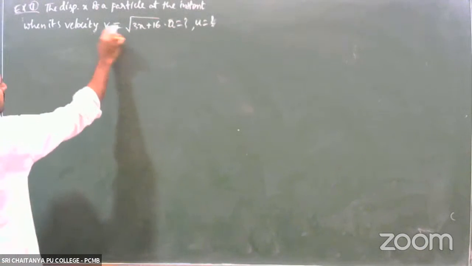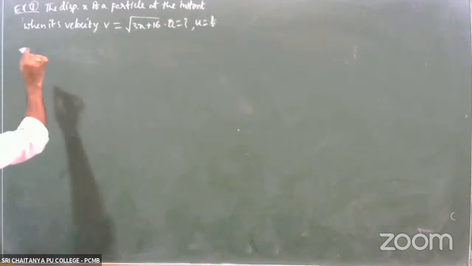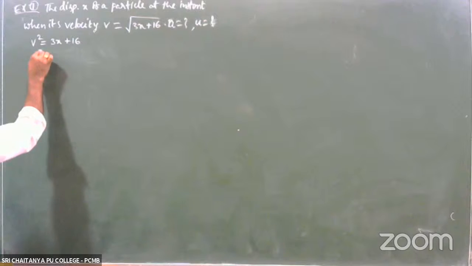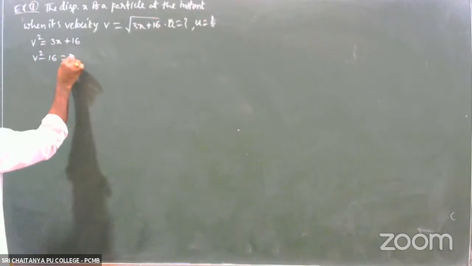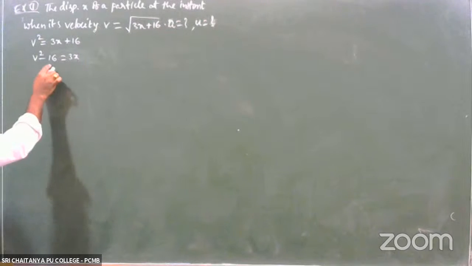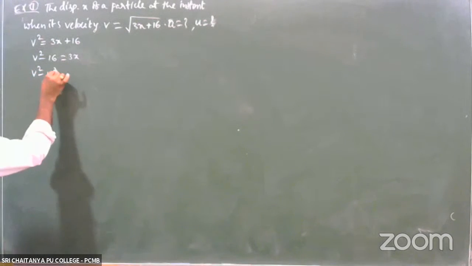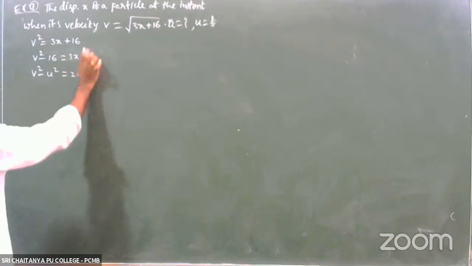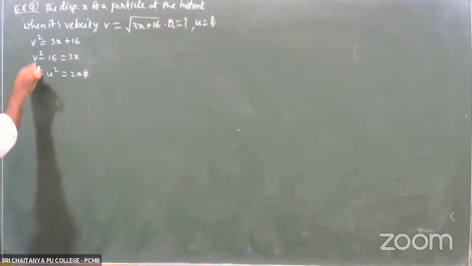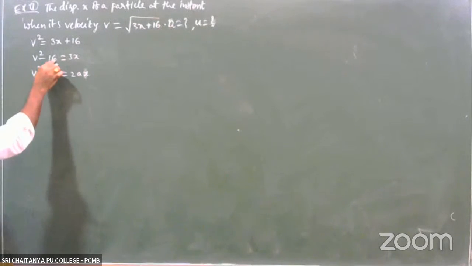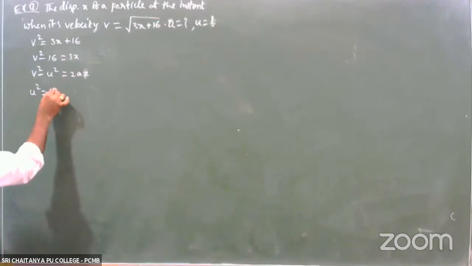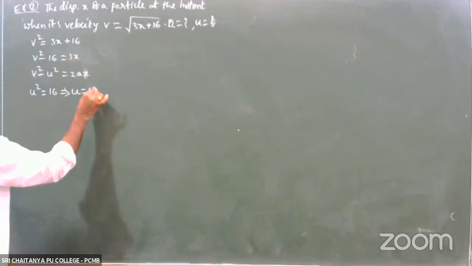See how you can calculate it. Squaring on both sides of the given equation, v square is equal to 3x plus 16. Now send it to the left side: v square minus 16 is equal to 3x. Compare this equation with v square minus u square is equal to 2as, or 2ax. Here, u square is equal to 16. This implies u is equal to 4 meter per second.